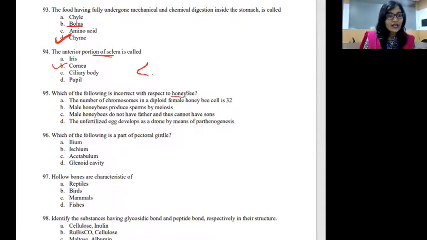Which of the following is incorrect with respect to honeybee? Male honeybees cannot produce sperms by meiosis because they are parthenogenetic. They will not perform this. So male honeybees produce sperms by meiosis is a wrong statement. This is not going to be possible.